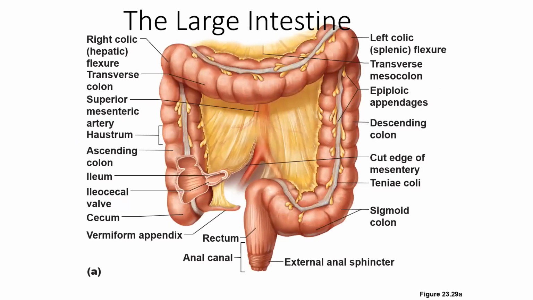Okay. So here are the structures of the large intestine. There's the appendix right there, attached with mesentery to the ileum. There's the ileocecal valve right there. There's the cecum. This is the ascending colon. This is the transverse colon going across here, the descending colon on the other side, but we have what we call the sigmoid colon leading into the rectum, the anal canal, and the sphincter right here.